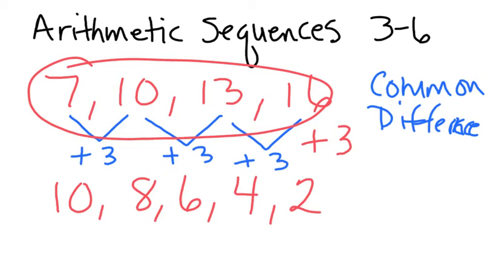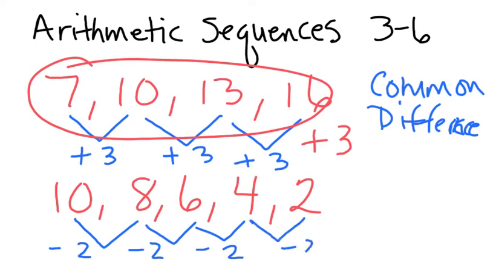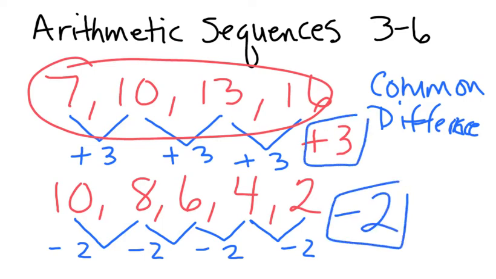Okay, look at the next sequence. What's happening from 10 to 8? Minus 2. What's happening from 8 to 6? Minus 2. What's happening from 6 to 4? Minus 2. From 4 to 2? Minus 2. So what's the common difference of this sequence? Minus 2. You must have the plus sign or the minus sign on these answers, or it would not count. You have to tell what's happening in the sequence. Is it adding something or subtracting something?